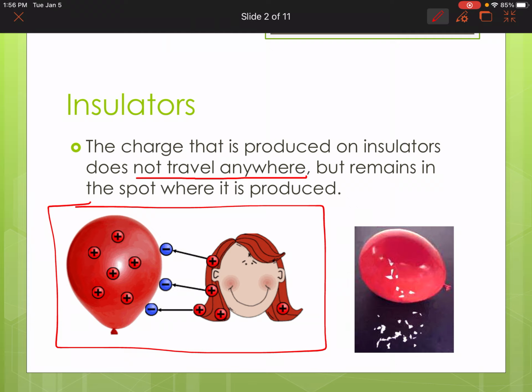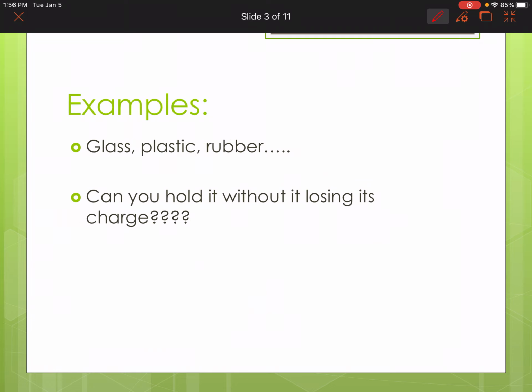If you try this yourself, if you've got a balloon and you rub it against your hair, you end up getting static electricity. You're actually charging the balloon, and the balloon is an insulator there. You're ripping electrons off from your hair and depositing them on the balloon, okay? So that is an insulator. Examples of that: glass, plastic, rubber, these are all insulators.